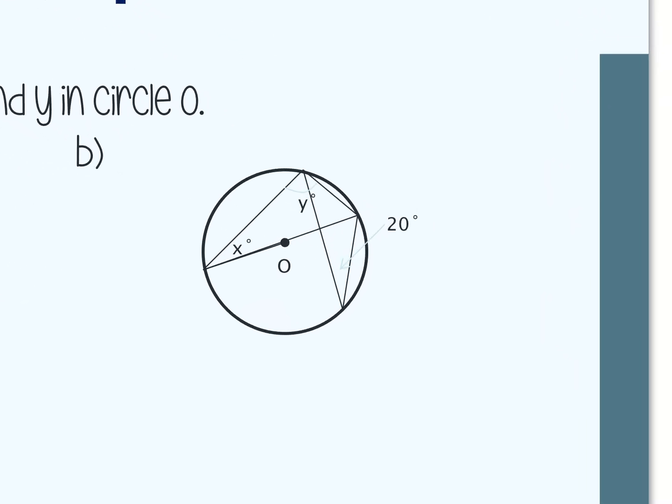In B, one thing that jumps out at me is that this side here is the diameter. If that side's the diameter, I know this is a right triangle, so angle Y is 90 because the diameter is the hypotenuse in this scenario. The second thing they told me is that this angle here is 20 degrees.